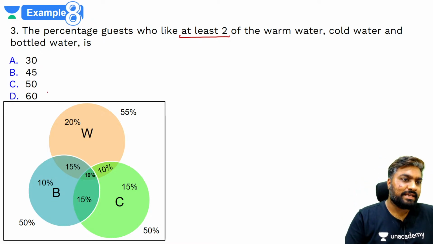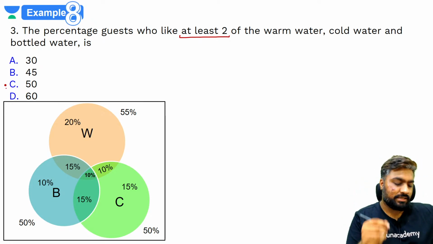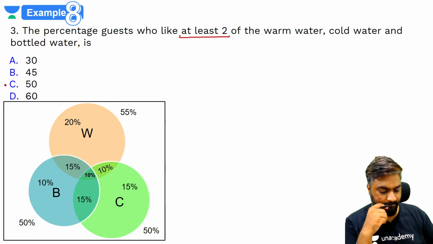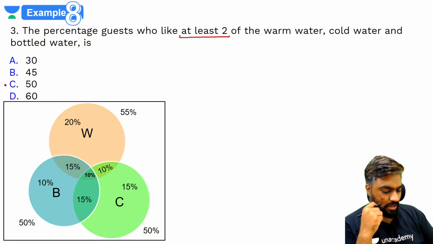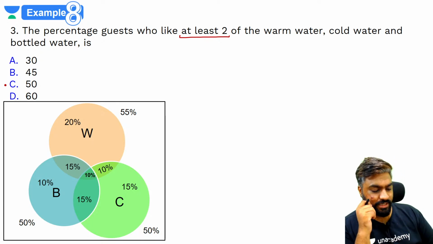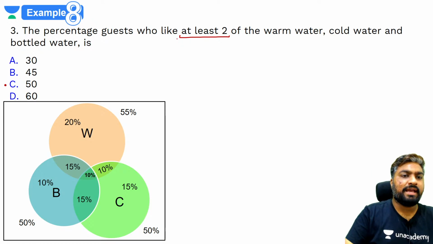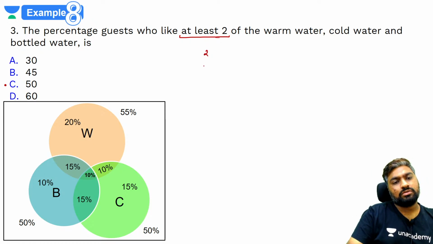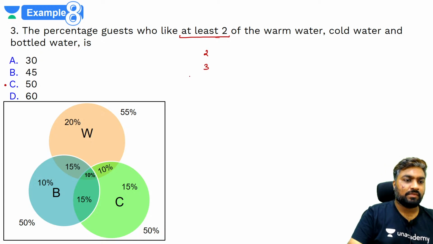Gaurav and Atish are saying C, 50. Others? Others, guys? Prince also says C. Very good. What do you mean by at least 2? At least 2 means what? 2 and 3. 2 and 3. Yes. So 2 will be what?